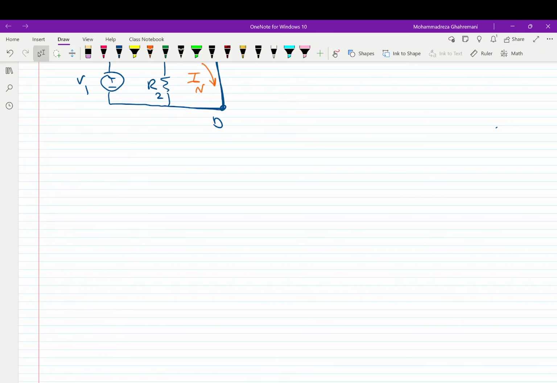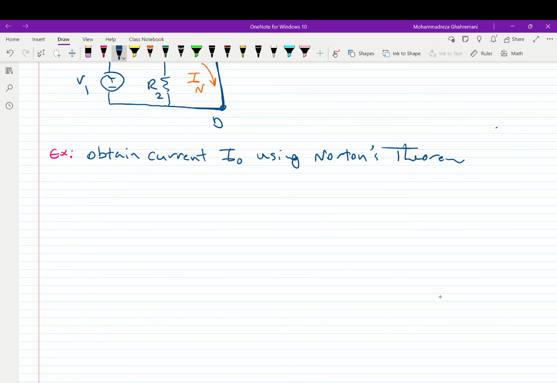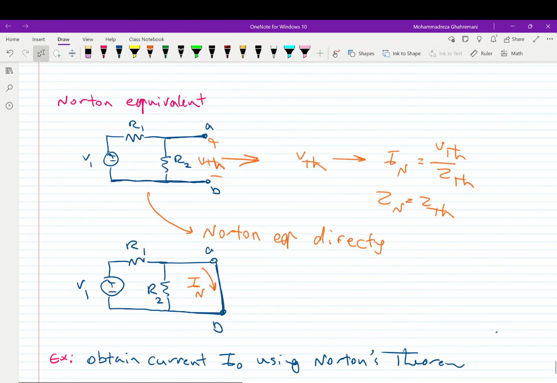Let's say we have a circuit and we want to obtain the current IO using Norton theorem. Here the problem wants us to solve it directly by Norton theorem. So we don't go with the Thevenin equivalent. We directly solve it through the Norton equivalent.